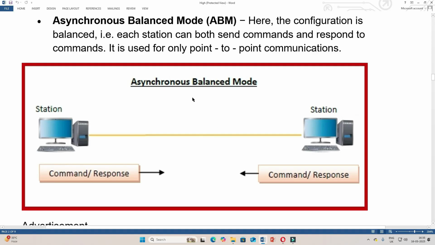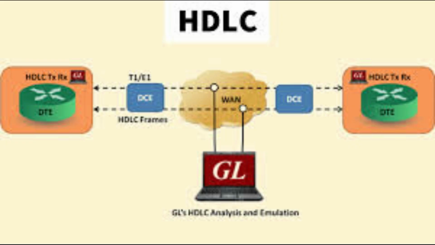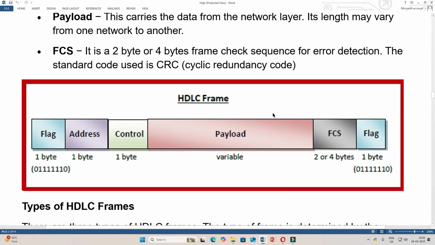The station in asynchronous balanced mode: the command and response, the station and another station also command and response, on both sides. The protocol fields are flag, address, control, payload, and FCS. This is the HDLC frame: flag 1 byte, address 1 byte, control 1 byte, payload variable, and FCS 2 or 4 bytes, and flag 1 byte.